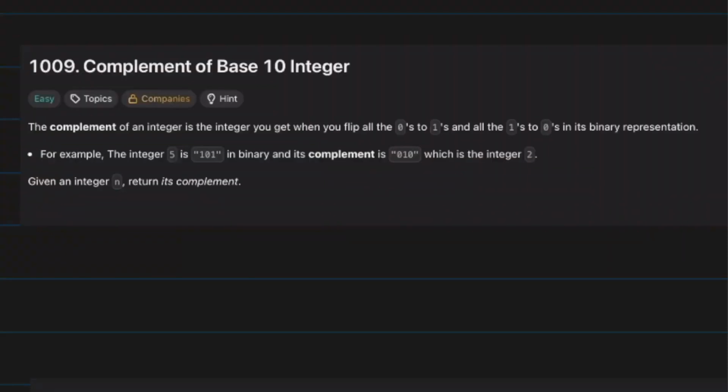So 5, right? For 5, the representation is this. After flipping the bits, the complement is 0, 1, 0. So that is 2, right?